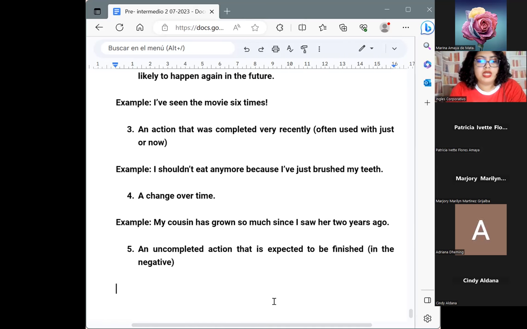And we are going to see the example. The jury has not reached a verdict yet.